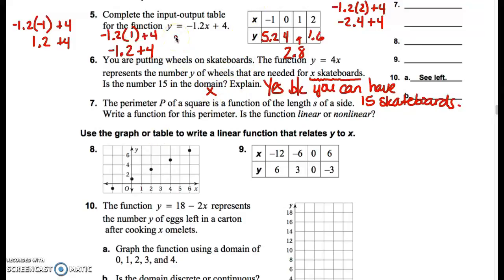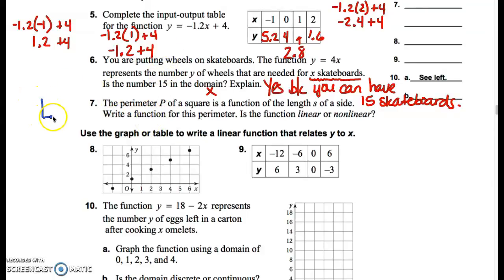All right, number 7. The perimeter of a square is a function of the length of a side. Write a function for this perimeter. So what they mean right here is just write an equation. How do you find the perimeter of a square?